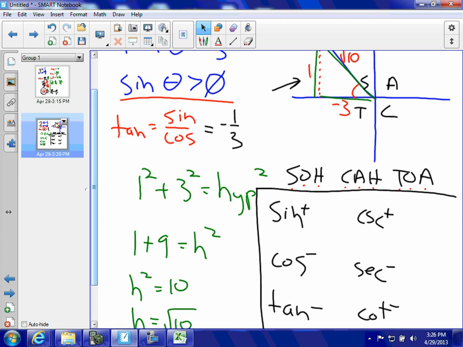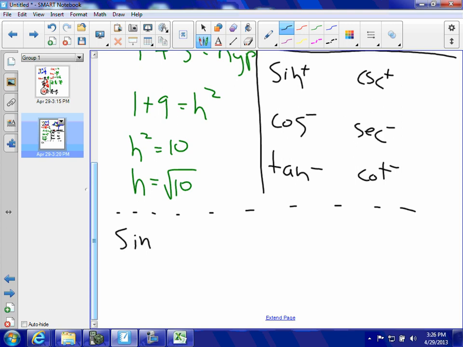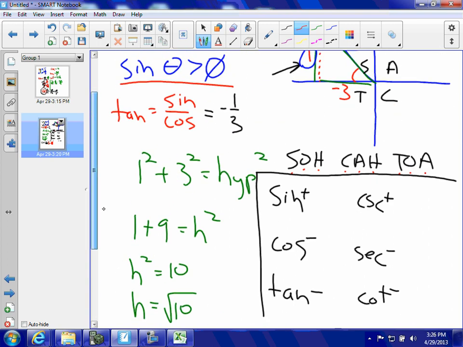So sine is going to be opposite over hypotenuse. So 1 over radical 10. I'll do that down a little bit lower, make myself a little calculation area here. Sine is going to be equal to 1 over radical 10. And sine is going to be positive. So I need to rationalize this. Radical 10 over radical 10. So sine is equal to radical 10 over 10.